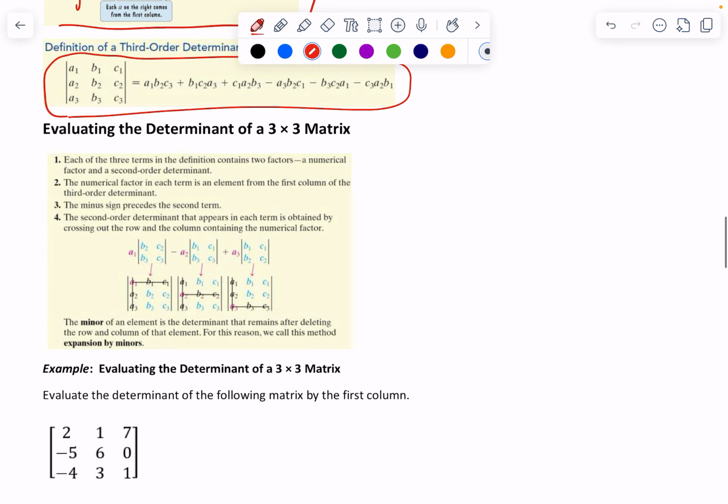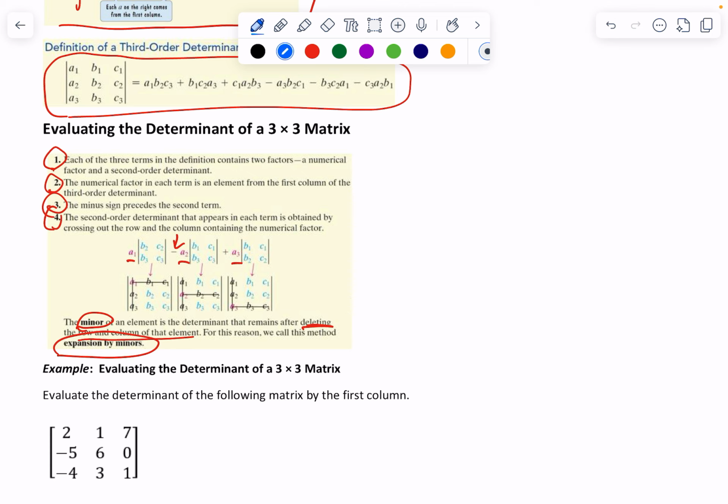Okay, so our step by step is: each of the 3 terms in the definition contains 2 factors, a numerical factor and a second order determinant. Second, the numerical factor in each term is an element from the first column of the third order determinant, so A1, A2, and A3. The minus sign precedes the second term right here, and the second order determinant that appears in each term is obtained by crossing out the row and the column containing the numerical factor. So the minor of an element is the determinant that remains after deleting the row and column of that element. For this reason, we call this method expansion of minors.